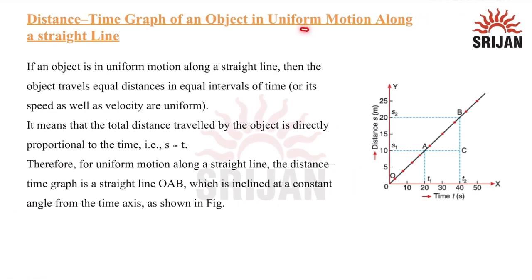Another could be when the object is in uniform motion along a straight line. So if an object is in uniform motion along a straight line, then the object travels equal distances in equal interval of time, or its speed as well as velocity are uniform. It means that the total distance traveled by the object is directly proportional to the time taken. Therefore, for uniform motion along a straight line, the distance time graph is straight line OAB, which is inclined at a constant angle from the time axis as shown in this particular figure.